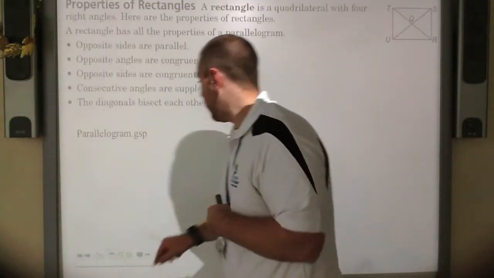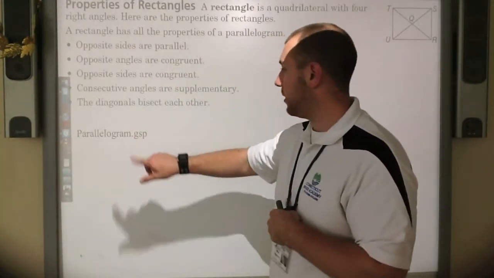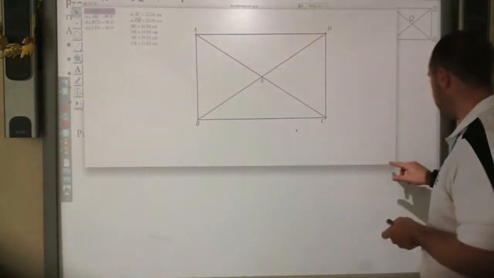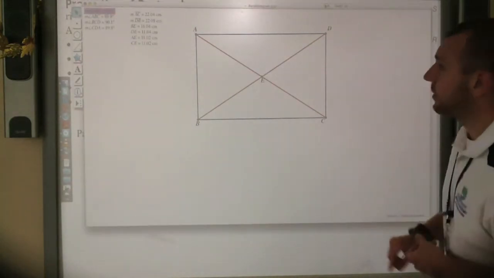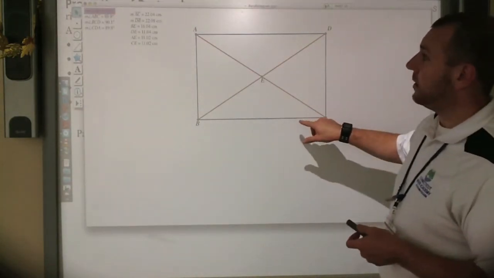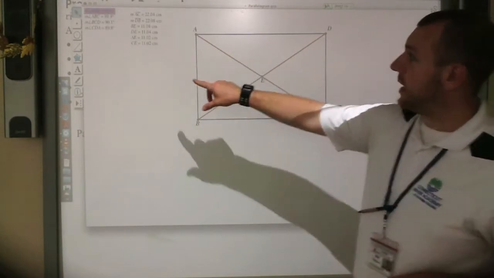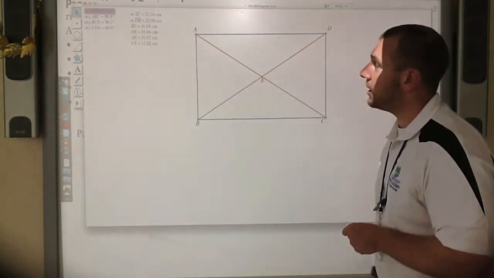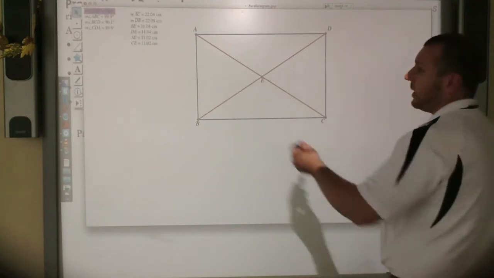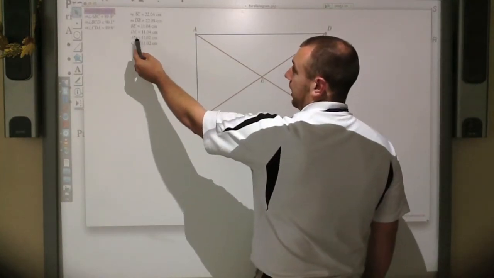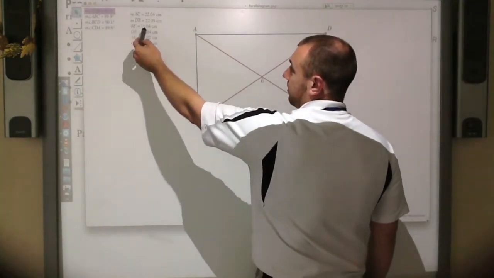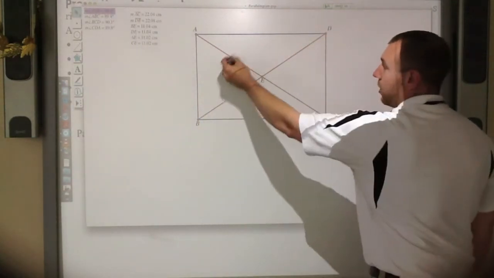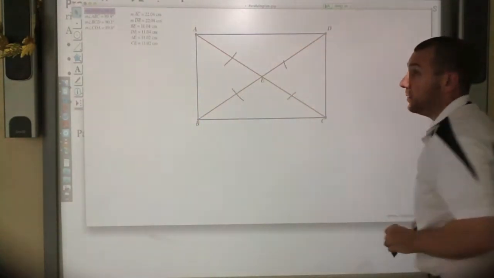So if I go to my sketch of my parallelogram, this is a rectangle, and you'll notice that I have it as close to 90 degrees as possible. Hopefully you can see that. And AC, AE, DE, BE, CE, all of these are congruent to each other.